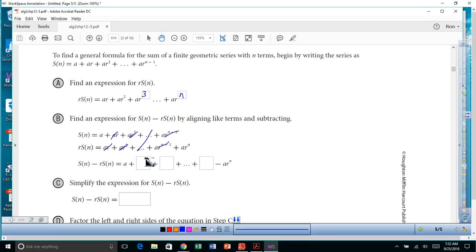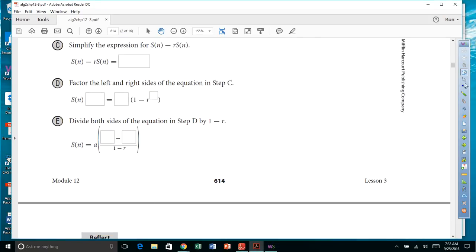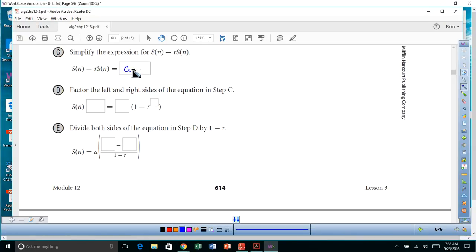What do we have left? We have a plus, and then, like I said, that canceled out, so that's a 0. This canceled out, so that's a 0. The ellipses cancel out, a 0. And then those. So we end up with a minus ar to the nth power. That's what we end up with. A minus ar to the nth. That's what we ended up with.